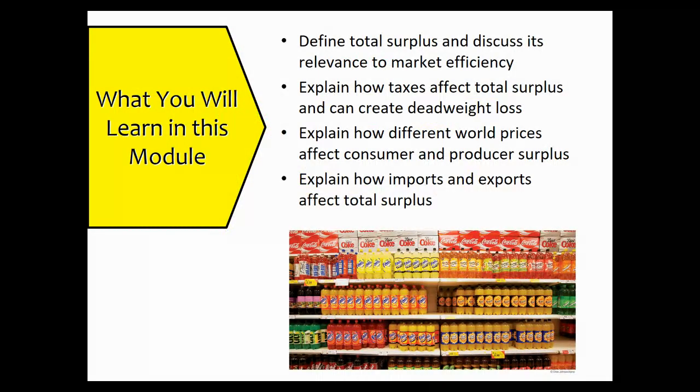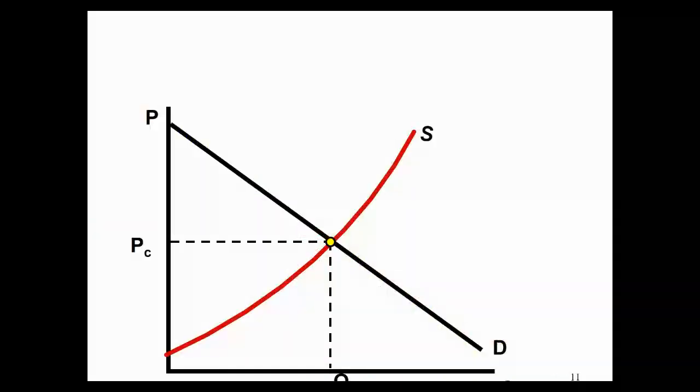So today we're going to discuss total surplus, and we're going to look at the effects of taxes and how that will create a dead weight. We'll also explain how the different world prices affect consumer and producer surplus, and explain how imports and exports affect our total surplus and our dead weight. So that's what we'll look at today.